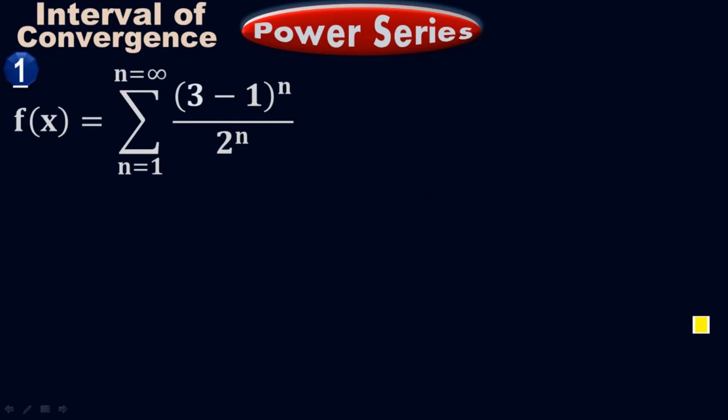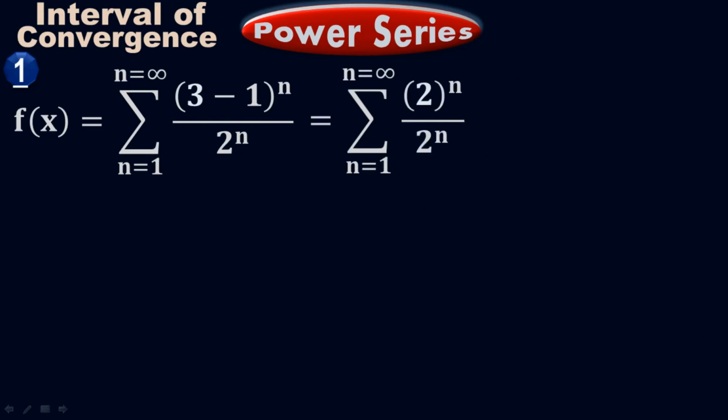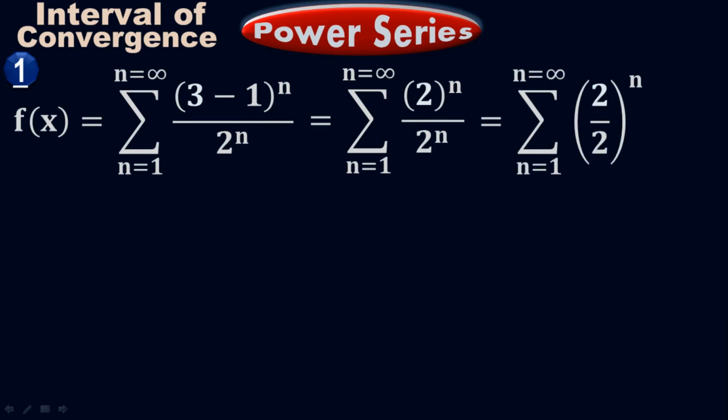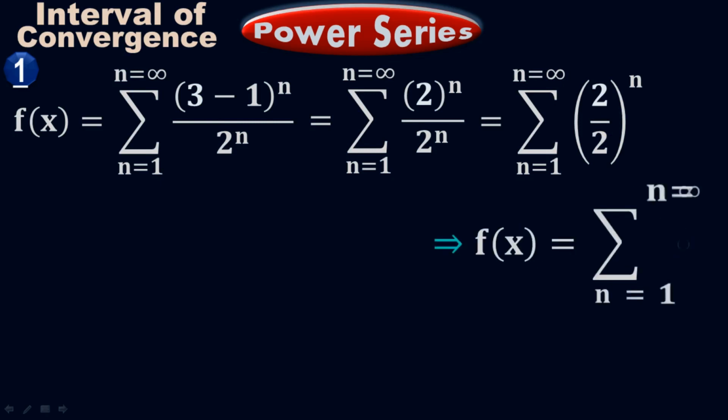3 minus 1 is 2. I'm going to have the summation of 2 to the n over 2 to the n, which can be written as (2 over 2) to the whole n. We have 2 to the n in the numerator and 2 to the n in the denominator. I can take the power n common for both of them to have (2 over 2) to the whole n. Now, 2 cancels with 2, so I am left only with 1 to the n. This implies that my f of x equals the summation of 1 to the n.